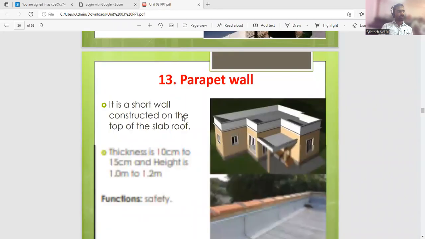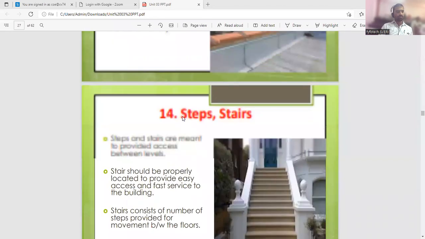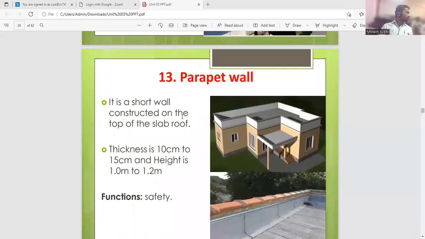Okay, so this parapet we will take in the next class. Okay, we'll stop now, all of you. Yes, sir. Okay, we'll continue in the next class.